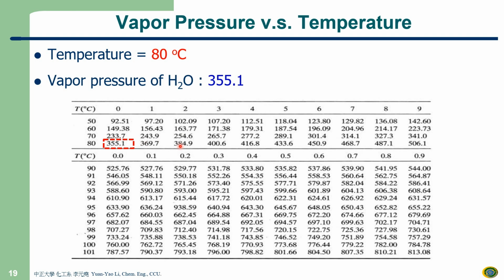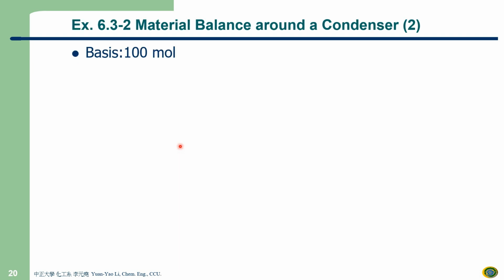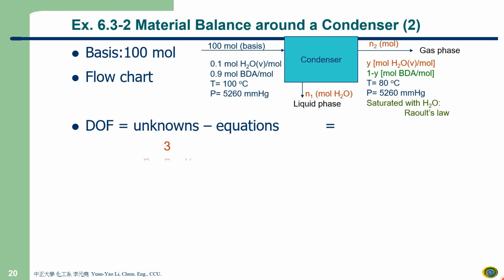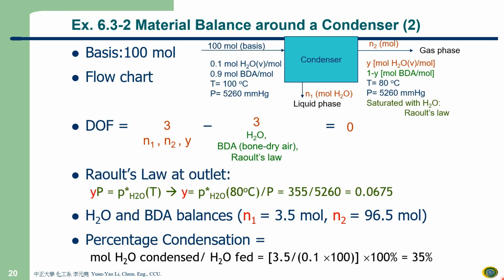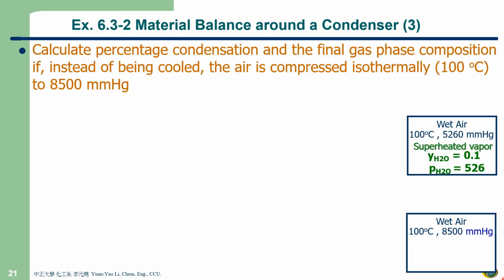Okay, please go home and practice and learn this. If you don't understand, please repeat, because we'll keep on doing this in chapter 6. Okay, so the question 3 is, instead of tuning the temperature, I change the pressure from 5,260 to 8,500 millimeter mercury. So what happened? If we increase the pressure, it will be condensed, right? The vapor will be condensed and become liquid water.